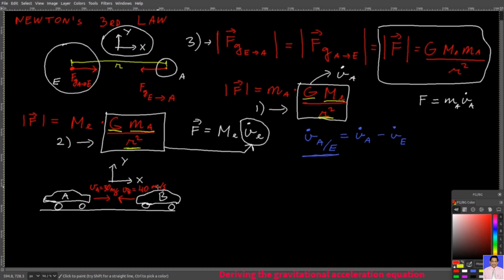And now, how fast does car B travel relative to car A? Pause the video for 20 seconds and calculate the velocity of car B with respect to car A. What would it be?